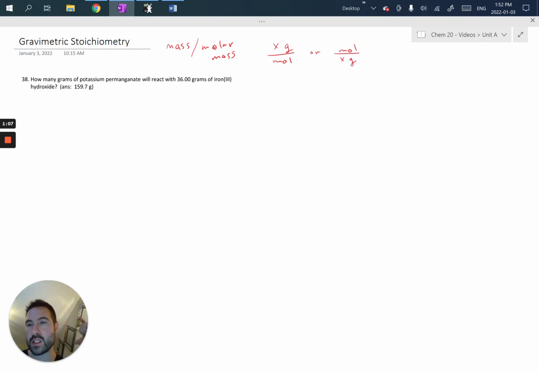So let's look at this question. It asks how many grams of potassium permanganate will react with 36 grams of iron 3 hydroxide. So we want to find out exactly how many grams of potassium permanganate we're going to need to react all of the 36 grams of iron 3 hydroxide in this chemical reaction. Now, of course, with any stoichiometry, the first thing you need is a balanced chemical equation. So let's start that out.